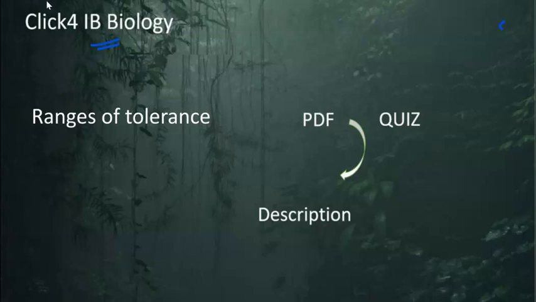We're still in the topic adaptations to the environment, and in this video we're going to very quickly take a look at the concept of the range of a species and the tolerance of that species within a habitat.